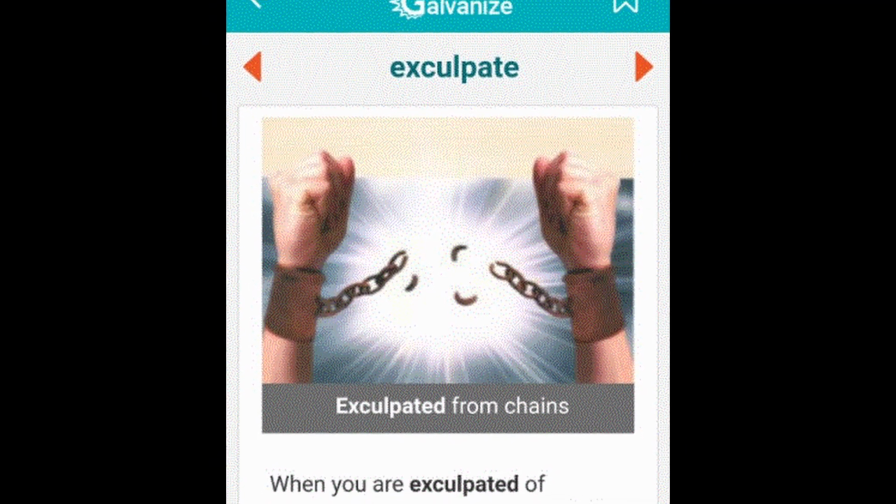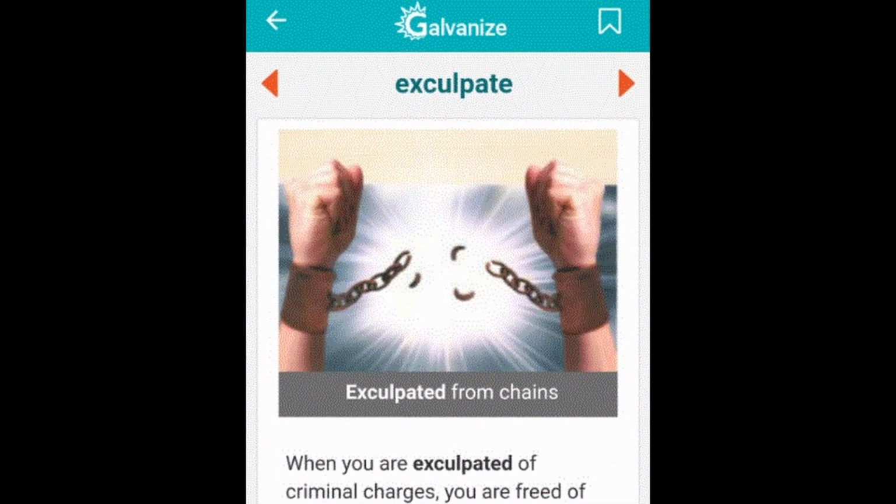The second thing that is good about this app is it gives you these cool little mnemonics and images to help you memorize words. And that's pretty unique. Most apps don't give you that. And for some people, that's actually a much better way of learning.